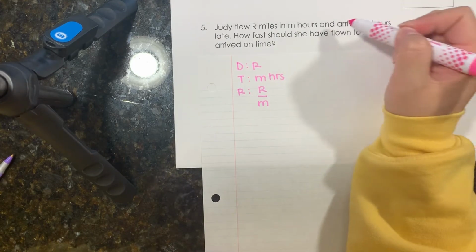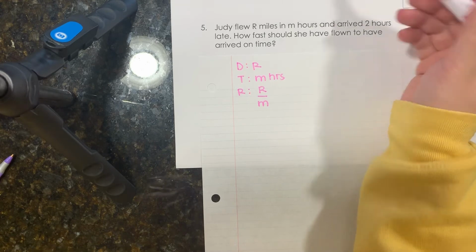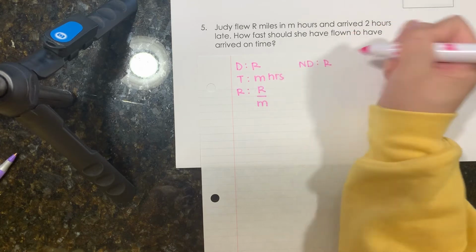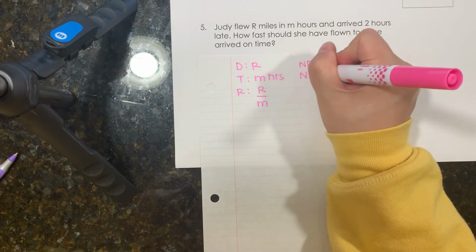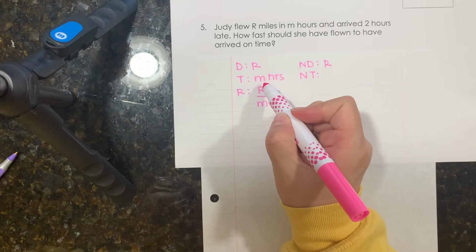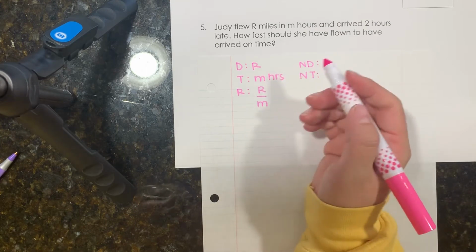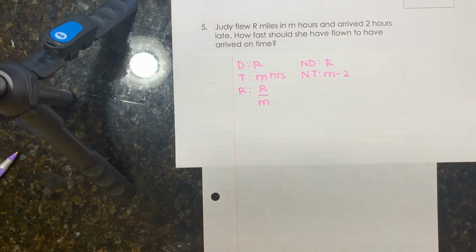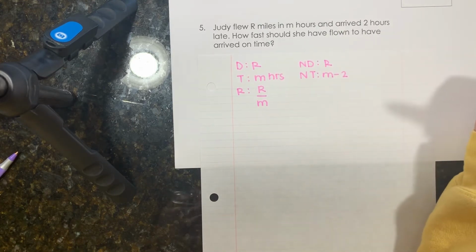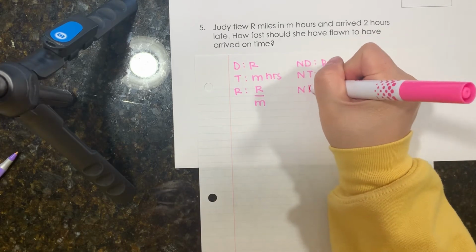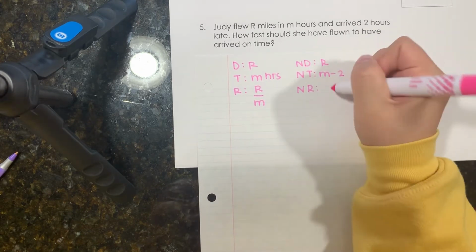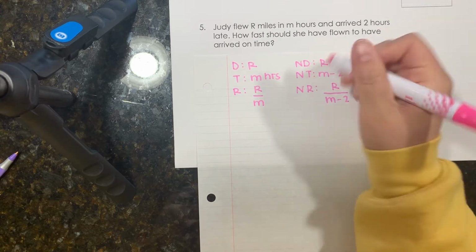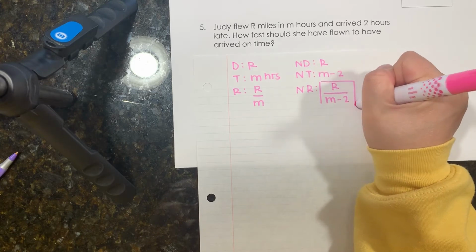Then it says she arrived 2 hours late. How fast should she have flown to have arrived on time? Now her distance is not changing, so her new distance is still going to be R, but her time is changing because this M hours was 2 hours late. So in order for her to arrive on time, she's going to have to take away 2 hours from her original time. So her new time is going to be M minus 2. Now her new rate, again, you just do distance divided by time. So this would be R divided by M minus 2, and that would be your answer for the rate.